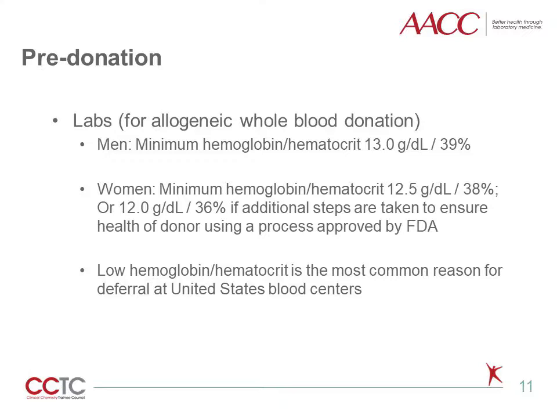Most blood centers continue to use 12.5/38% for women donors. Of note, a hemoglobin or hematocrit below the minimum cutoff is the most common reason for deferral at United States blood centers.